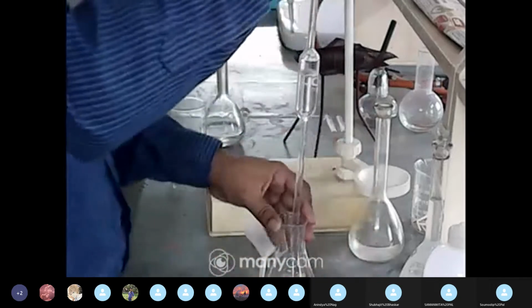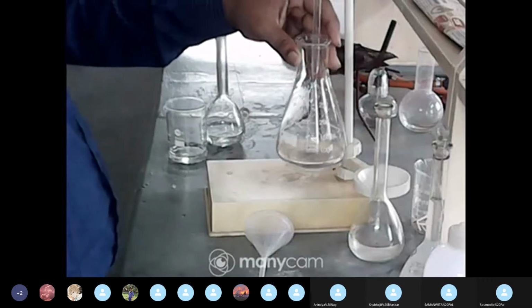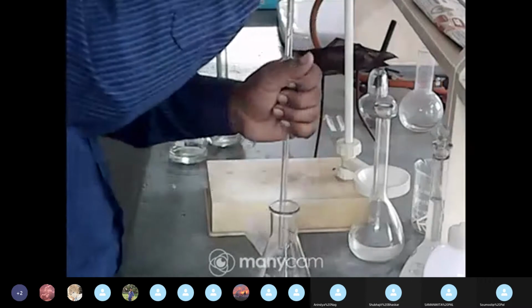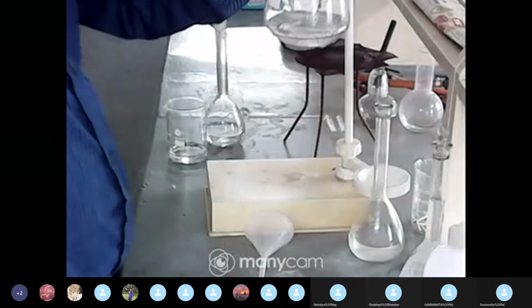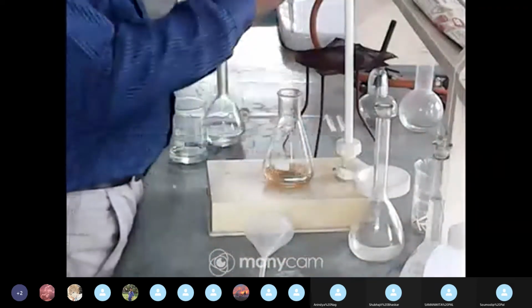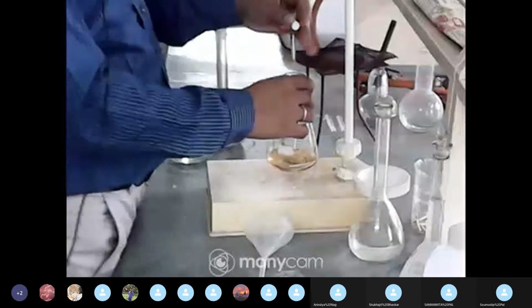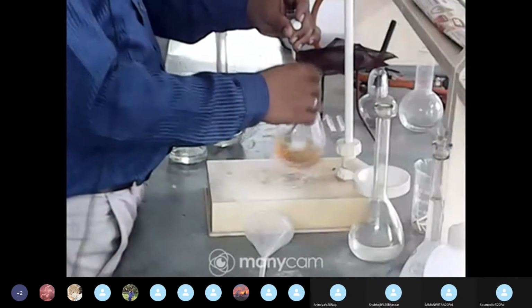Add it in the conical flask. Transfer completely. Now add 2 drops of indicator. It becomes yellow. Now titrate it with HCl. The end point will be pink, just like the previous.